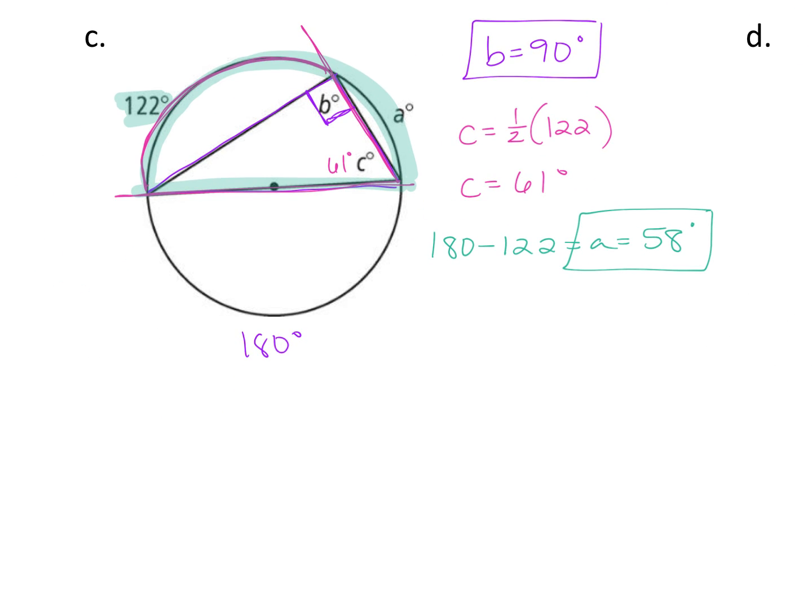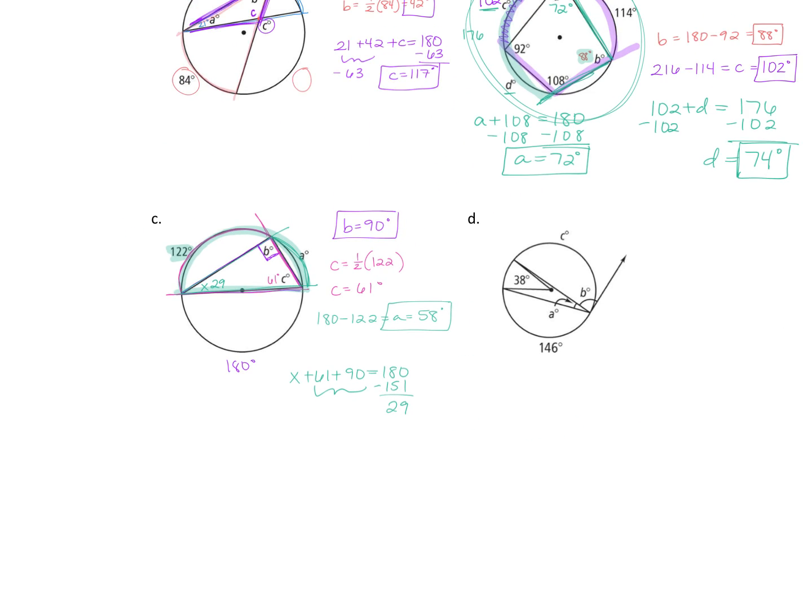Now, some of you are saying, what if we do, let's just call this X for now. X plus 61 plus 90 has to equal 180. So you get 29 when you take this away. So if this is 29, then you could double it to find A. That's fine. You'd still get 58. It's more steps, which leaves more room for error, which is why I wouldn't do it that way. But you totally can. It's not wrong. Questions on that?